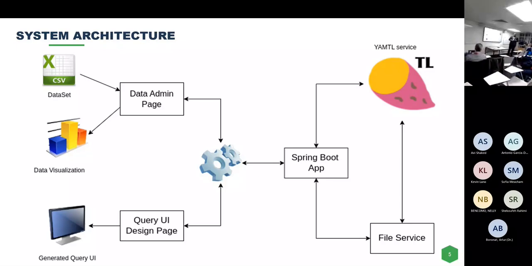Then in the case of the medical researcher trying to automate this process of generating this query UI, it sends requests to the Spring Boot service, which talks to the YAMTL service. I'm going to talk about this in the next slide. So what it does is get hold of the data set that's already on the file service, perform some transformation, and generate an instance of a DSL that can drive this part. The front end was developed with React. So the instance of the DSL generated drives the React code to generate query forms.